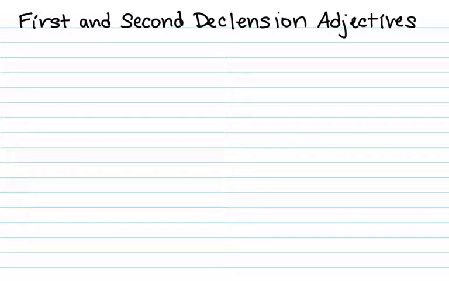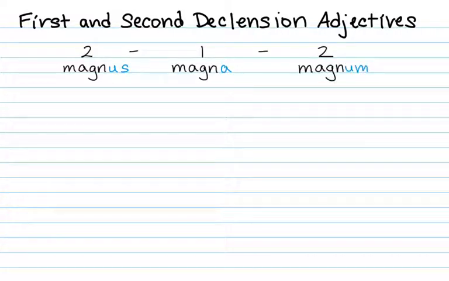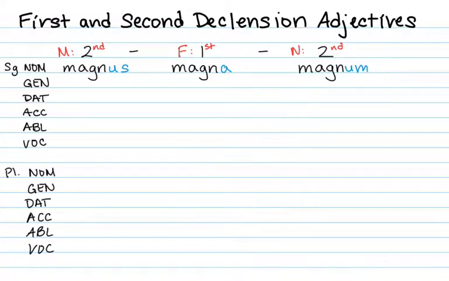Now that we've learned the full second declension, we can look at the full declension of a 2-1-2 adjective. A 2-1-2 adjective is what we call the adjective magnus, magna, magnum, and all other adjectives that follow this pattern. It means that the first part of the dictionary entry, the masculine nominative singular, follows the second declension. The second part, the feminine nominative singular, follows the first declension. And the neuter of this adjective follows the second declension, using the endings we just learned.